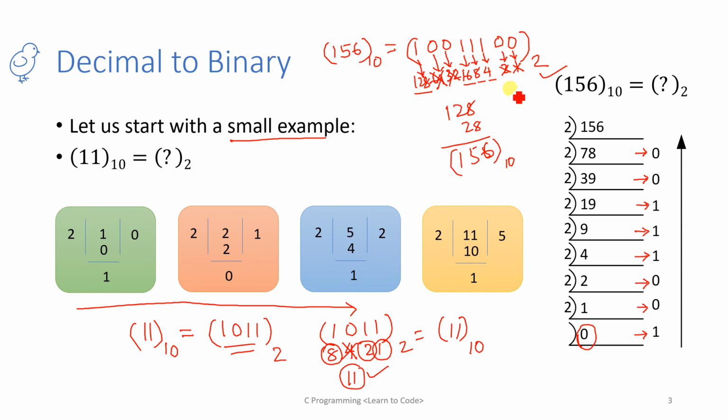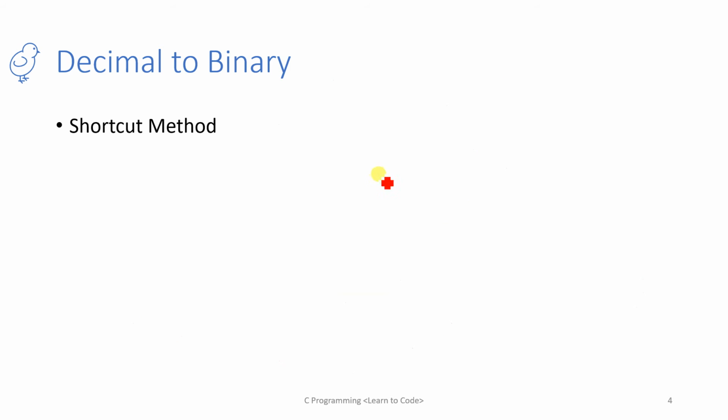Whenever you have found a binary number by this formula, and when I convert it back into decimal, we get the same value. That means the division result is correct. Got it? So this is how you find the decimal to binary conversion. Okay, now let's go for the second approach, that means the shortcut method.